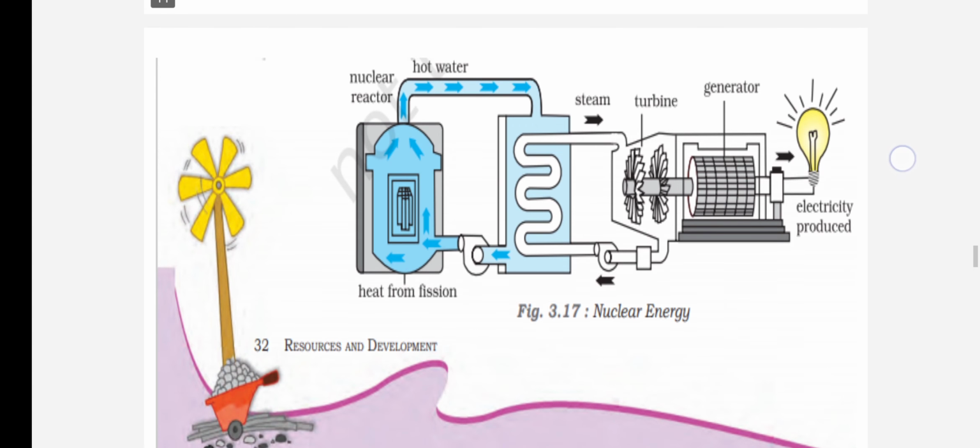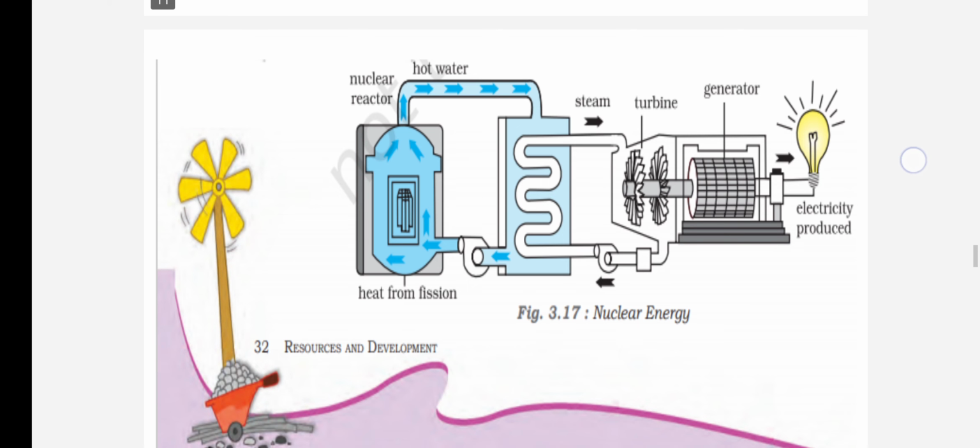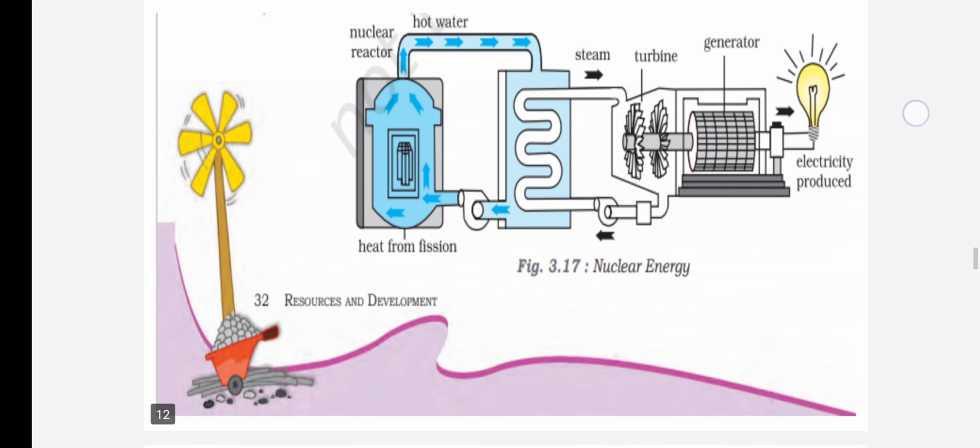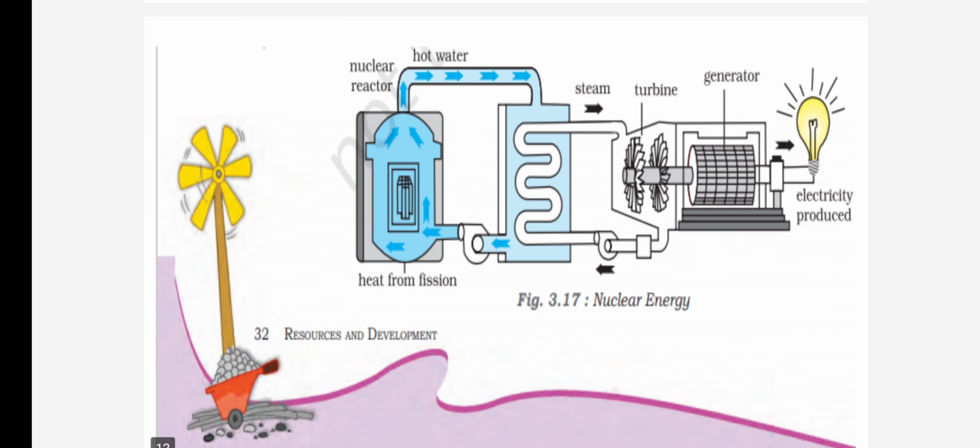Here you can see the nuclear energy plant or nuclear power plant. So this is how the nuclear energy is generated. Here you see the nuclear reactor, then heat is generated, that heat is boiling the water and the water creates steam, that steam is connected to the turbines. When the turbines rotate, it ultimately generates the electricity. This is how the nuclear energy is generated.